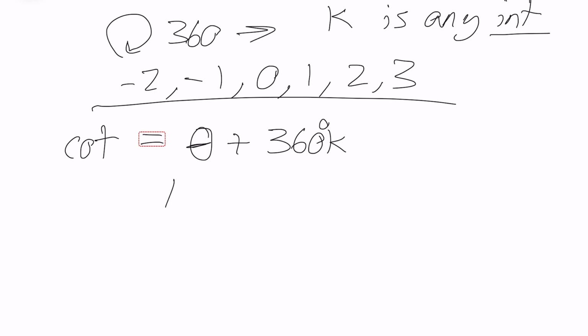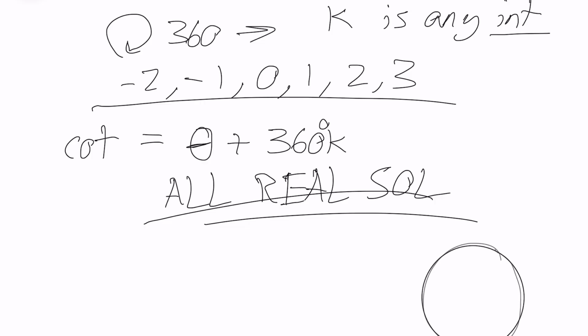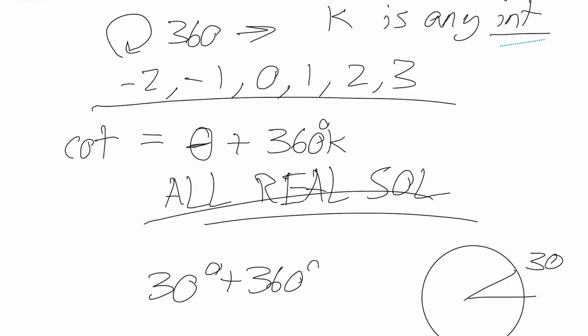For example, if you're asked for all real solutions, then you have to find all the solutions, not just the ones that you found in the circle. So let's say the solution of a problem is 30 degrees. Then all of the real solutions are 30 degrees plus 360k, because it can rotate to the same point multiple times.